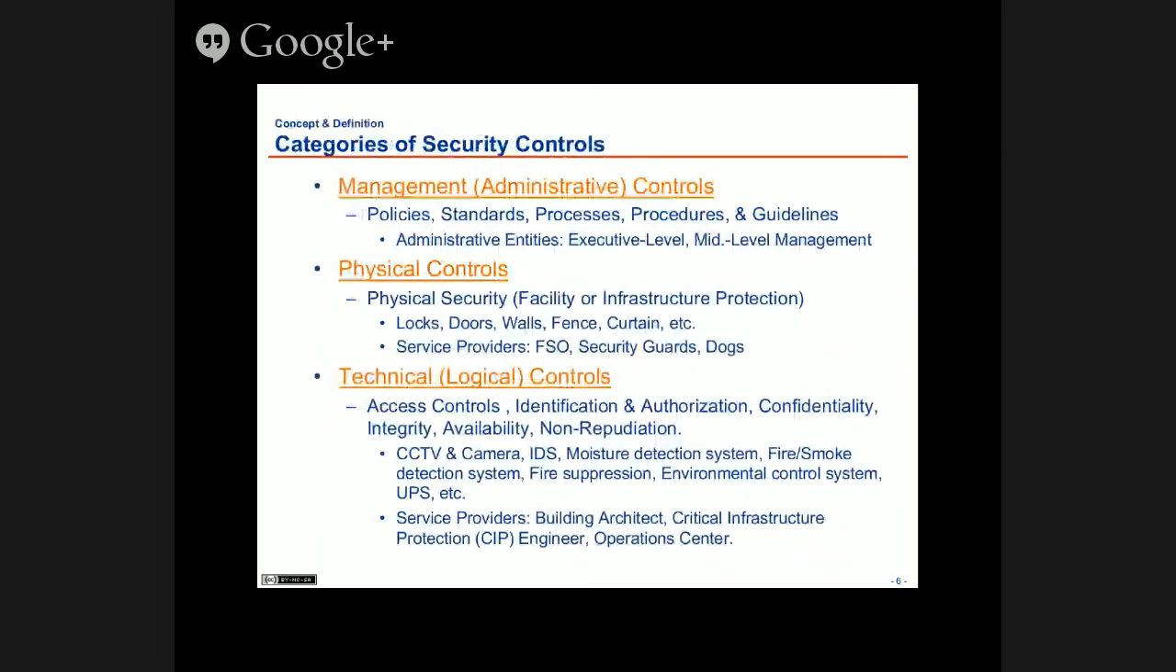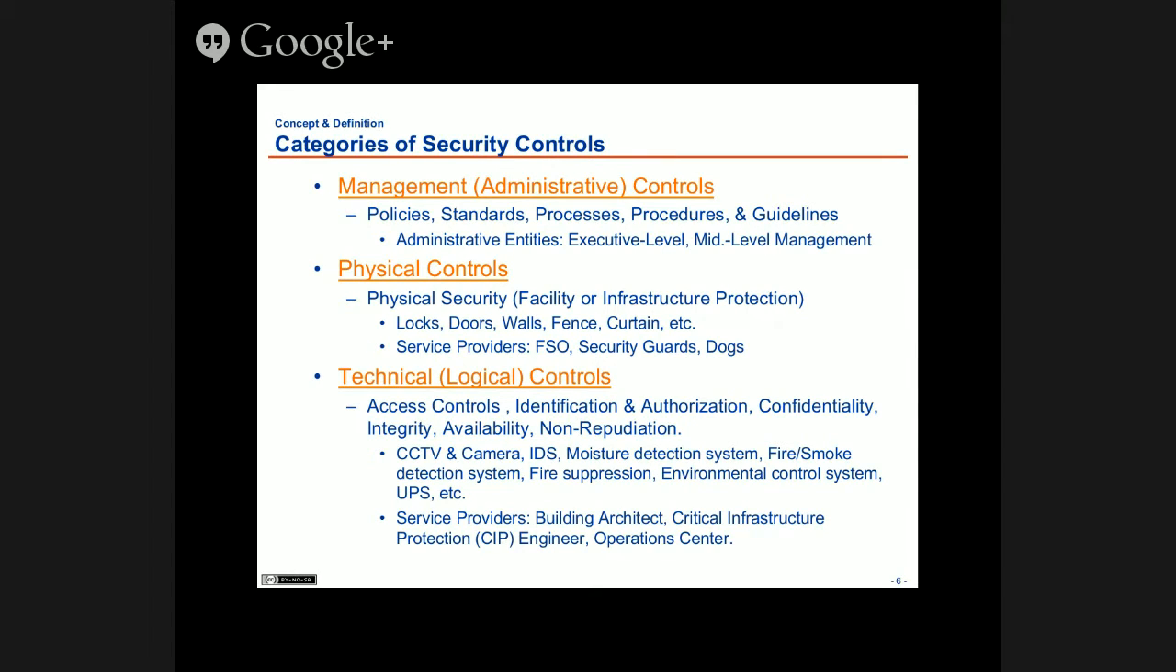All right, so you have different categories of security controls. You have management and administrative controls. These are essentially policies, standards, processes, procedures, and guidelines. So this is more of the executive level and mid-level management. Then you have physical controls. These are the controls for the facility: locks, doors, walls, fences, curtains, etc. There are a number of different items that you can actually have.